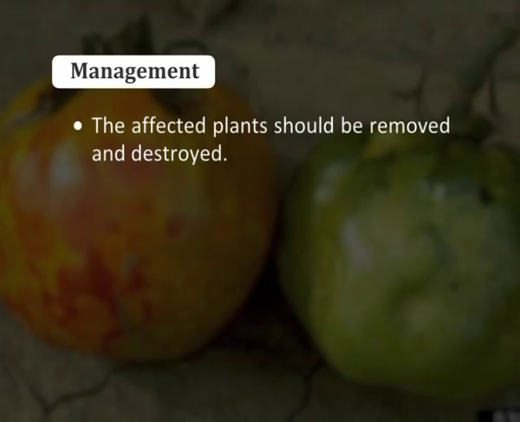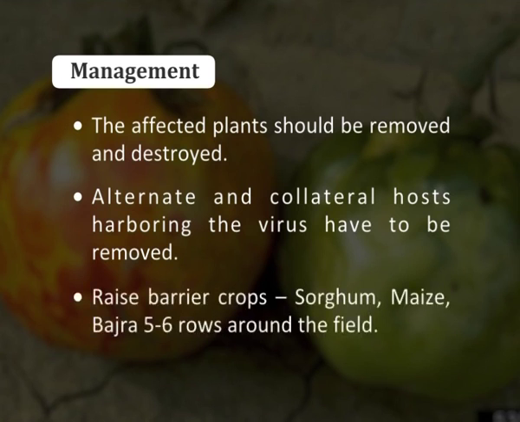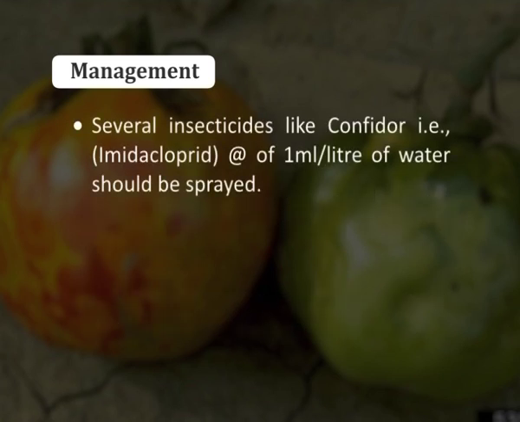Now coming to the management of the disease. The affected plants should be removed and destroyed. Alternate and collateral hosts harboring the virus have to be removed. Raise barrier crops, sorghum, maize, bajra, 5 to 6 rows around the field. Several insecticides like Confidor, that is imidacloprid, at the rate of 1 ml per liter of water should be sprayed. So this is all about the diseases. Now coming to the conclusion.